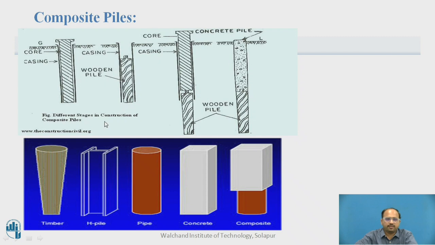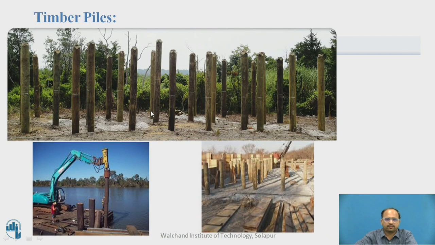These are composition piles. I already explained what composition pile means. Some part is concrete casing, then some part is wooden pile, then some part is casing, then some part is wooden. Like this we construct the composition pile. These are the timber piles.